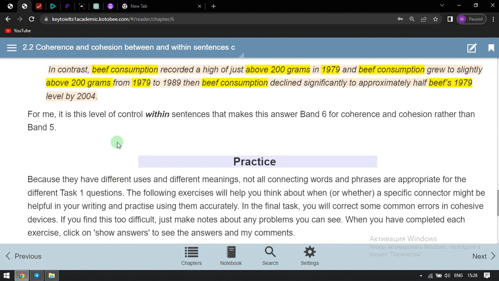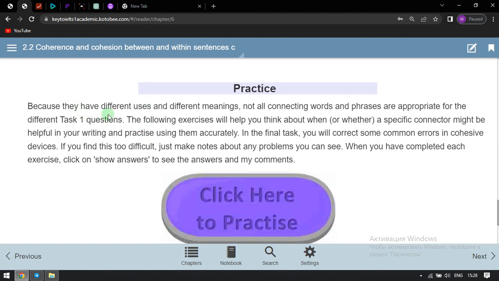For me, it is the level of control within sentences that makes this answer band 6 for coherence and cohesion rather than band 5. Practice. Because they have different uses and different meanings, not all connecting words and phrases are appropriate for the different task 1 questions. The following exercise will help you think about when or whether a specific connector might be helpful in your writing and practice using them accurately.